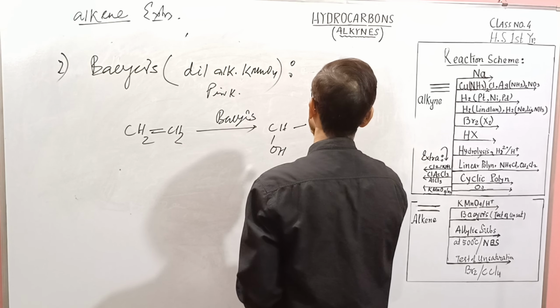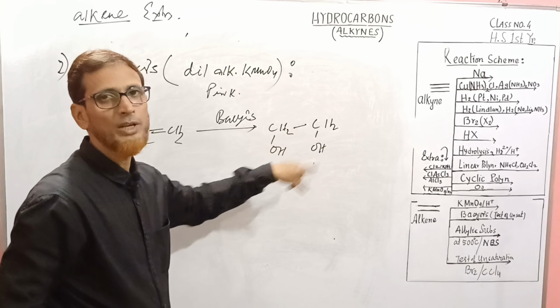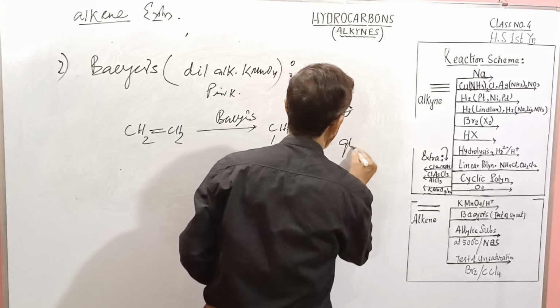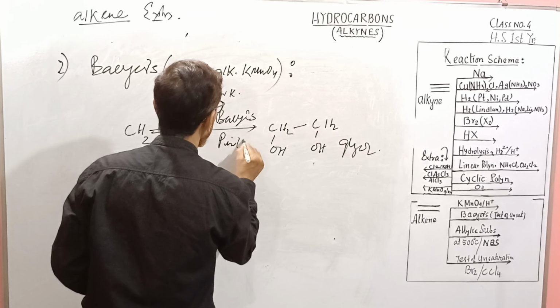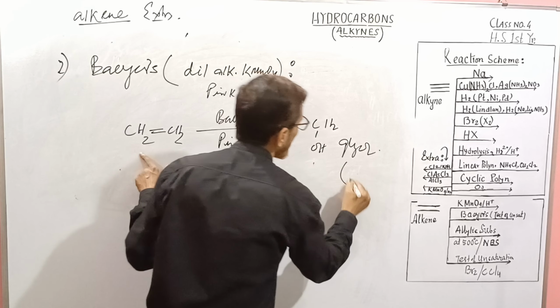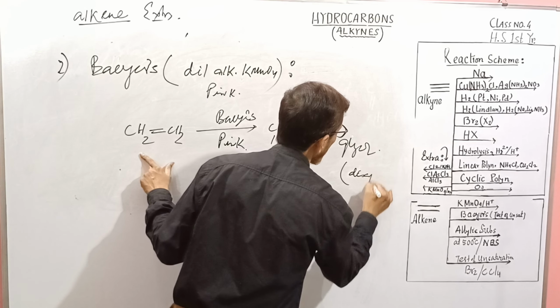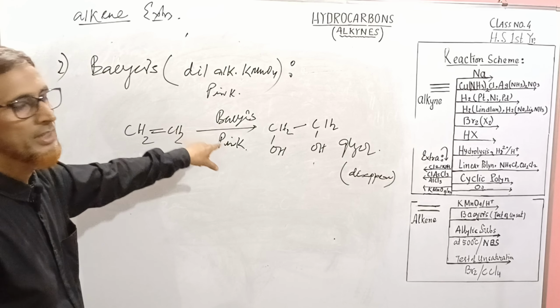You will get CH2OH, CH2OH. This is glycol, or ethane-1,2-diol. So when an alkene is made to react with Baeyer's reagent, it gives glycol and the color fades away. The pink color of KMnO4 in Baeyer's reagent will disappear.